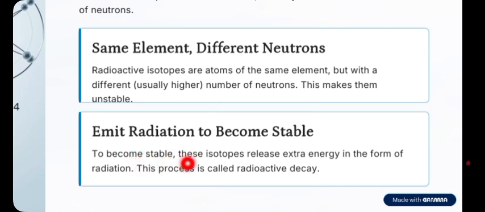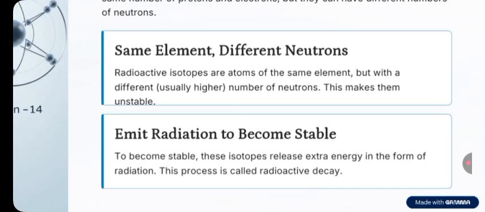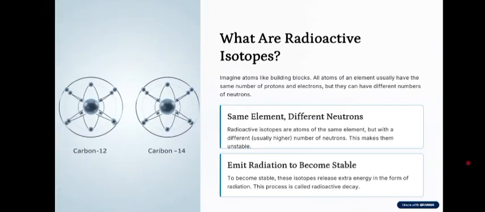To become stable, radioactive isotopes release extra energy in the form of radiations. That's why we call them radioactive, because they release radiations. This process is called radioactive decay. Decay means the breakdown of something, it splits into smaller units. So this phenomenon is known as radioactive decay.